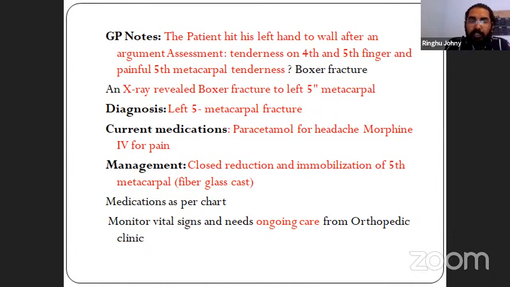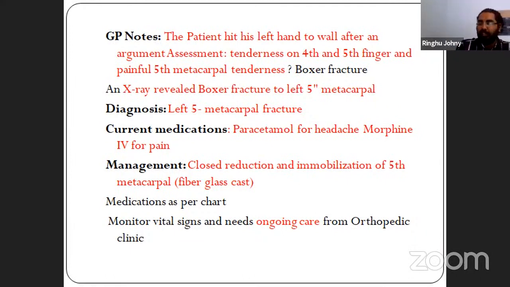What next? Management. They did a closed reduction and immobilization of the fifth metacarpal. Closed reduction is just a procedure, not a surgery. Remember again, it's just a procedure. They didn't operate. Next, medications as per chart and monitor vital signs. It's not mentioned in detail, so we don't have to go into details about that.